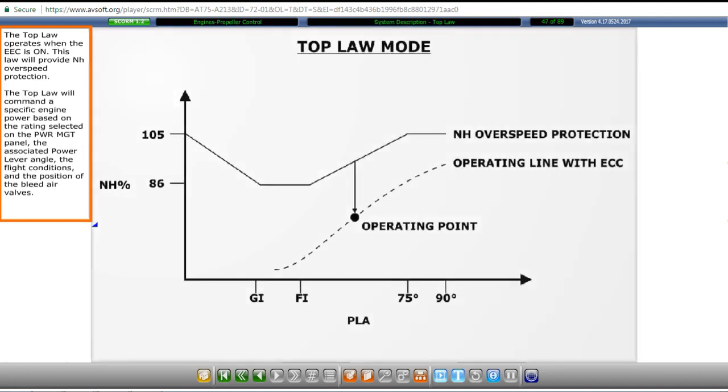The top law operates when the EEC is on. This law will provide NH overspeed protection. The top law will command a specific engine power based on the rating selected on the power management panel, the associated power lever angle, the flight conditions, and the position of the bleed air valves.